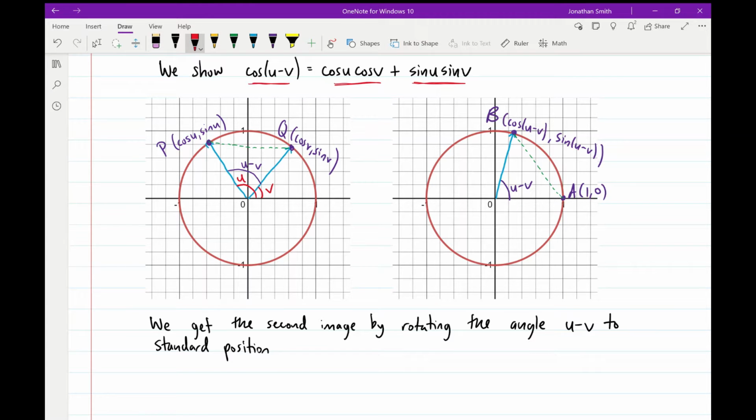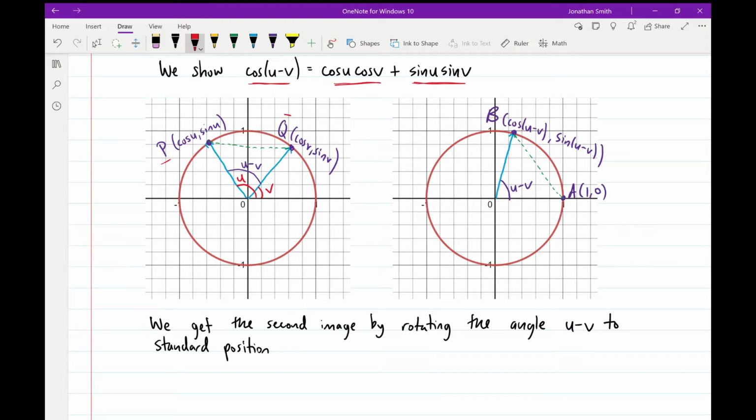I have a couple of points out on the unit circle, the point P and the point Q. The coordinates of those points are just going to be cosine u, sine u and cosine v, sine v respectively. All of this picture follows from the definition of the trig functions.